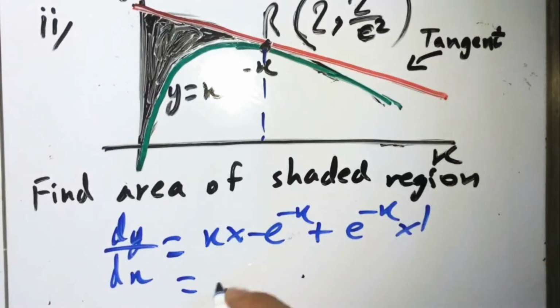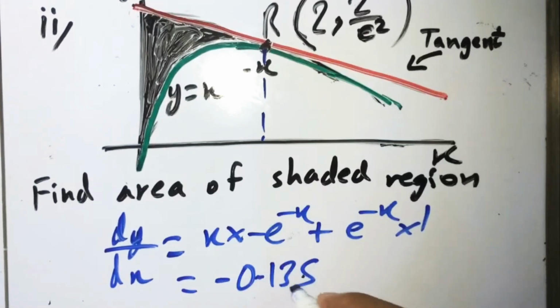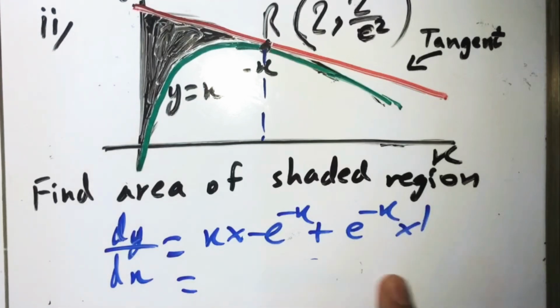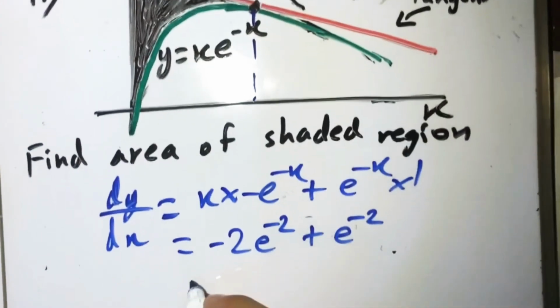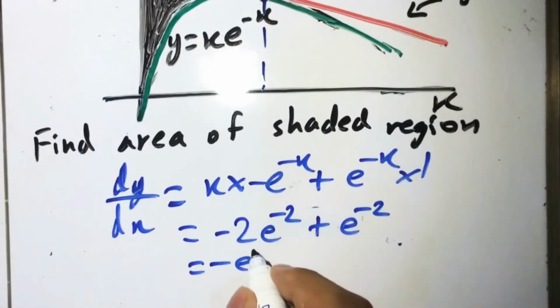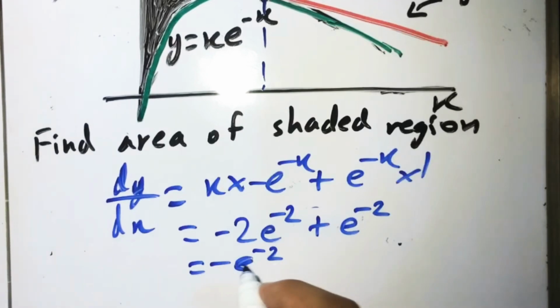The gradient is coming as minus 0.135, or we can keep it in terms of e: minus 2e to the power minus 2 plus e to the power minus 2, that is minus e to the power minus 2. So this is the gradient.